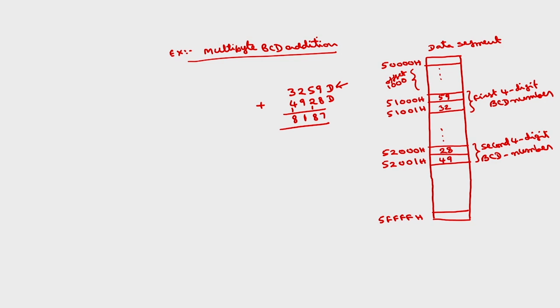So, for the sake of simplicity, what I will do is, I want to store the result back into this location. Okay. After the execution of this one, I want to store this 87 here and 81 here. After the execution, I want to replace this 28 with 87 and this 49 with 81 for the sake of simplicity. Okay. Now, what will be the program?